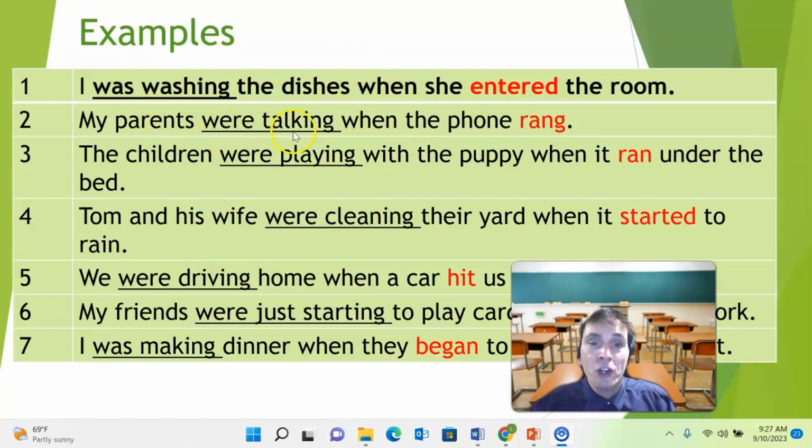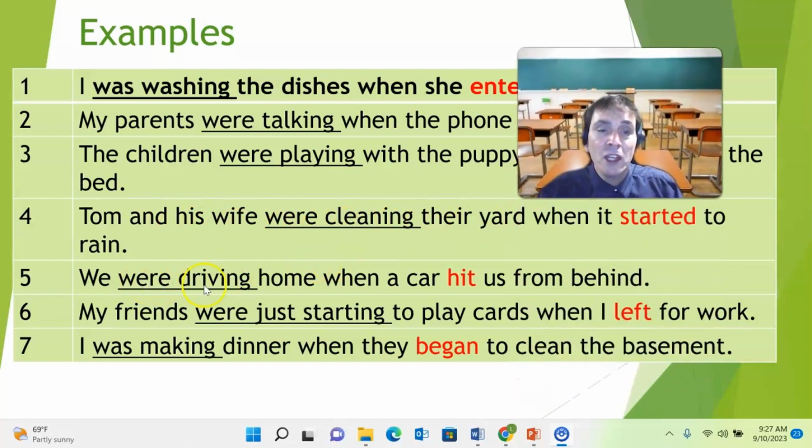My parents were talking. The phone rang. The children were playing. It ran under the bed. Tom and his wife were cleaning. It started to rain. We were driving. A car hit us from behind. My friends were just starting. I left for work. I was making dinner. They began to clean the basement.